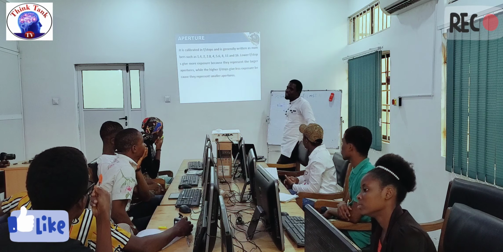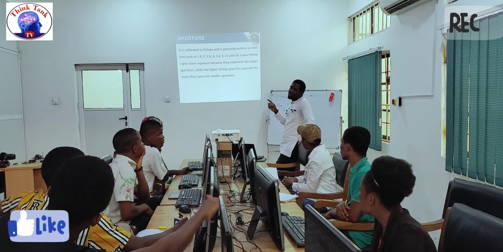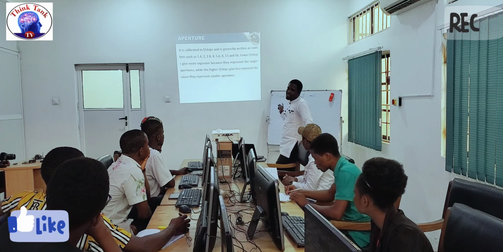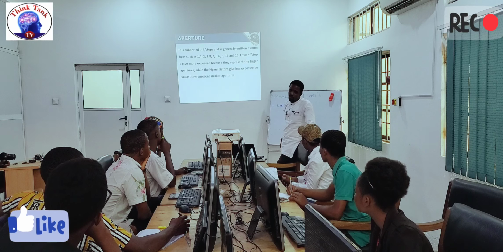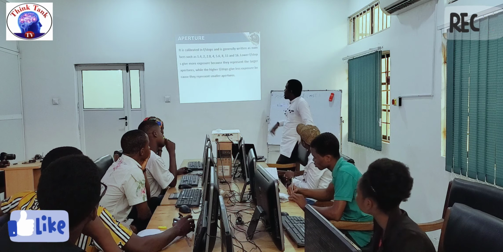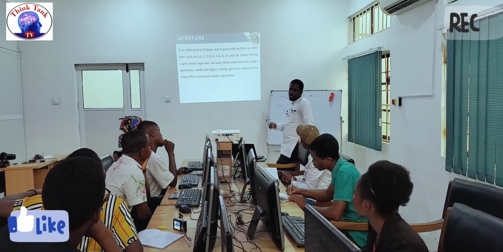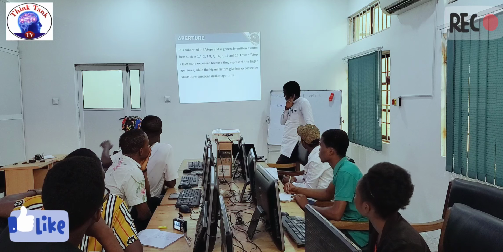From 1.4 to 16, it's reducing. If I'm going to 16, I'm reducing. Yes, the aperture is reducing. If I'm coming down to 1.4, what am I doing? You're increasing the aperture. So if I say a lower f-stop, am I going to 16 or coming down? You're coming down.